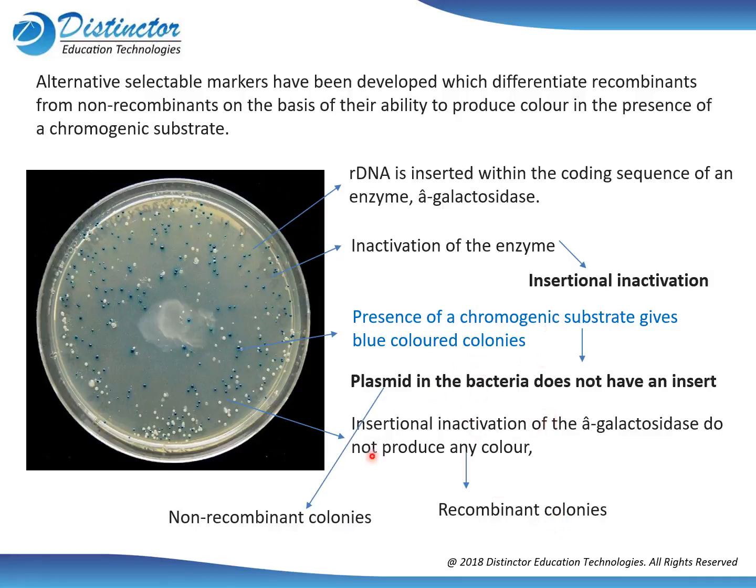So this is going to be called a non-recombinant, because if it produces a blue color, it is a non-recombinant. If it is a recombinant, it is going to produce a white color. So if a foreign DNA is inserted in the galactosidase enzyme production, they are going to produce a white color. If it is not taken up in the bacteria, they are going to produce a blue color.